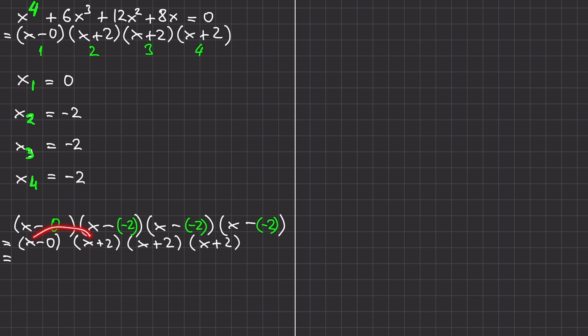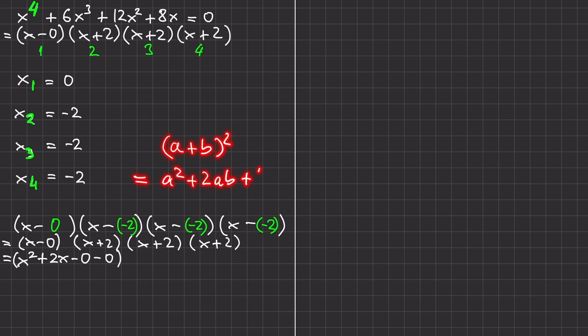X times x is x squared. X times 2 is 2x. Negative 0 times x is negative 0. And negative 0 times 2 is negative 0. Don't forget the parentheses here. Recall that (a plus b) squared is a squared plus 2ab plus b squared. So we get x squared plus 4x plus 4.